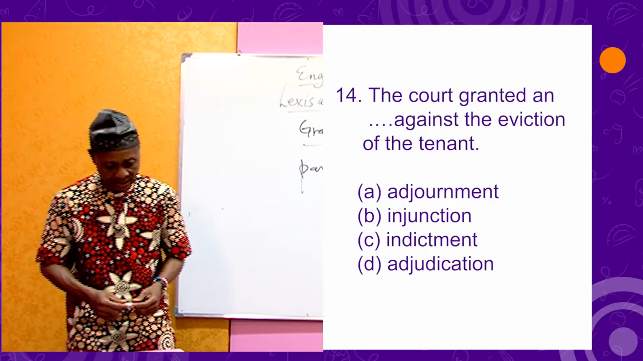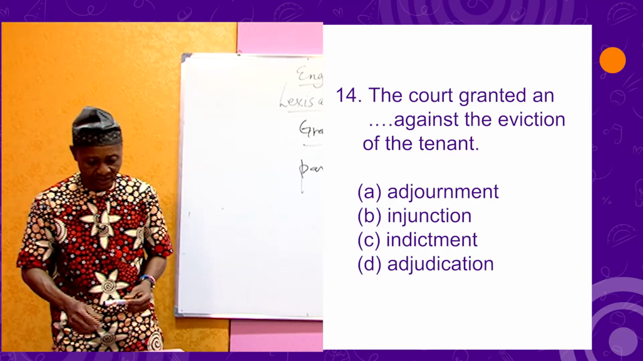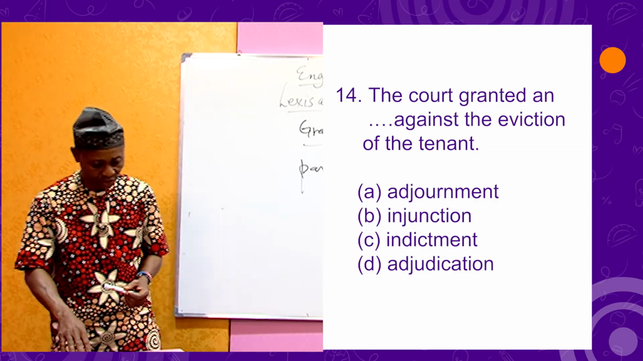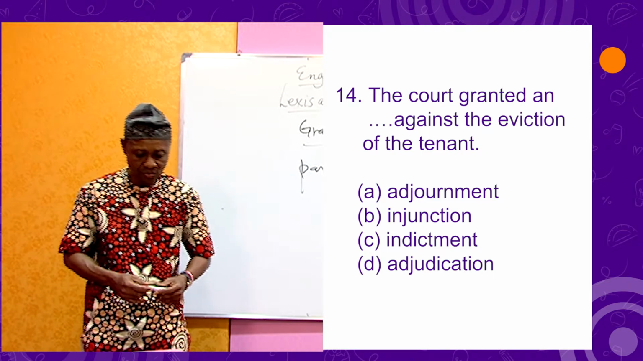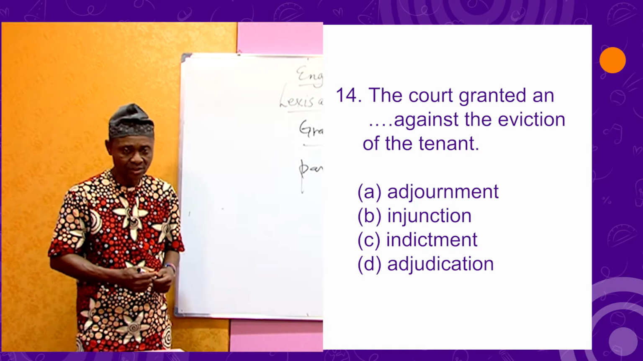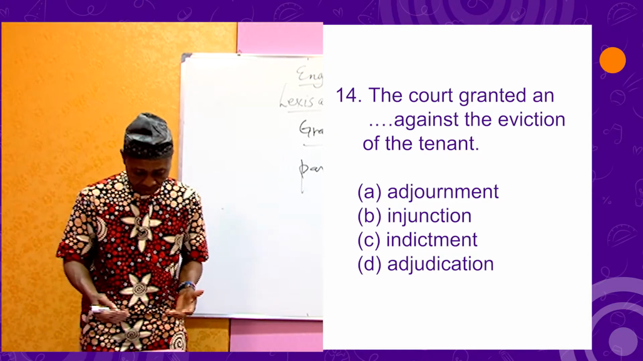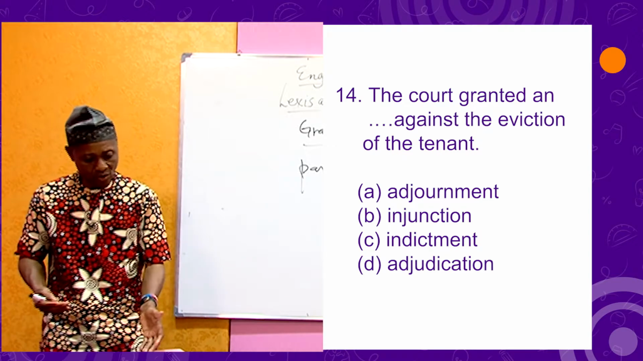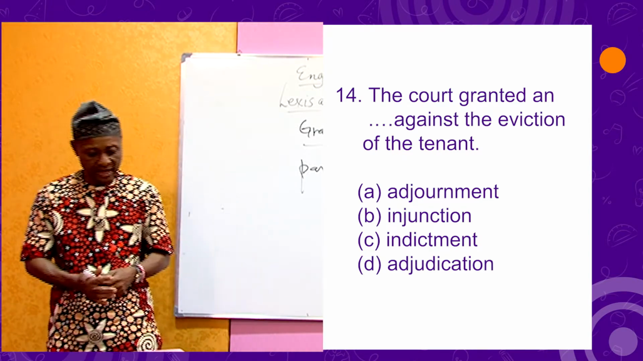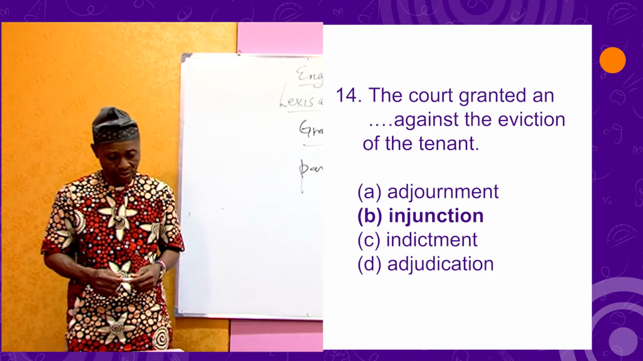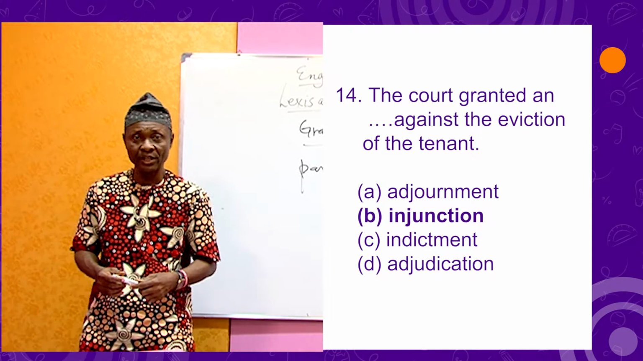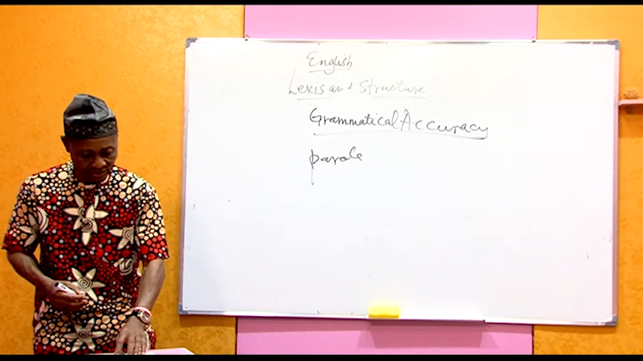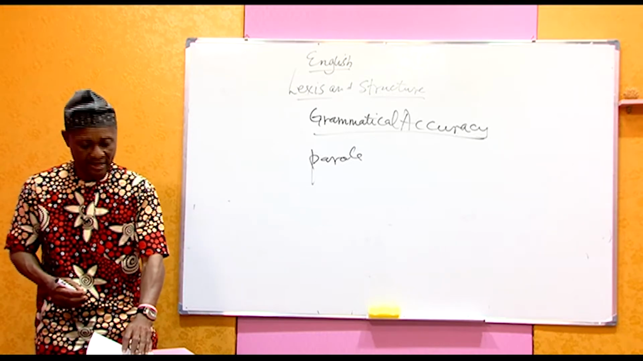The court granted an injunction against the eviction of the tenant. Option A, adjournment. B, injunction. C, indictment. D, adjudication. Adjournment has to do with a meeting. Of course, a court cannot do that when it has to do with a tenant. You also have option B, which is an injunction. And of course, option B, which is injunction, is going to be the correct answer to that question, because this is an action that is taken to stop another action.